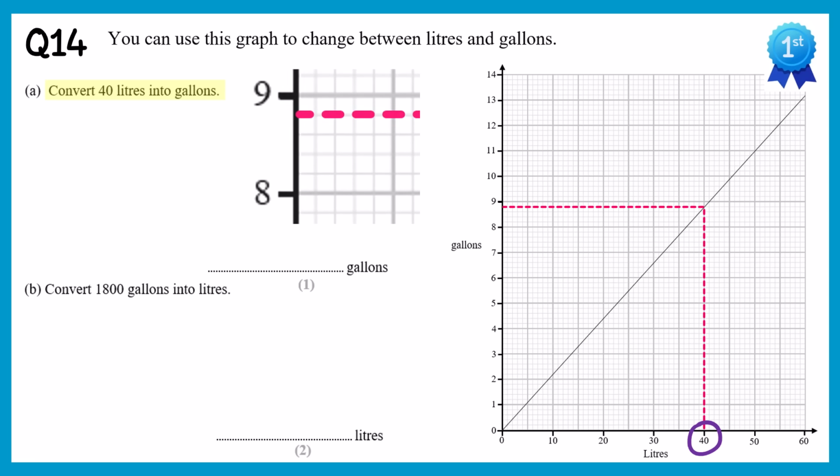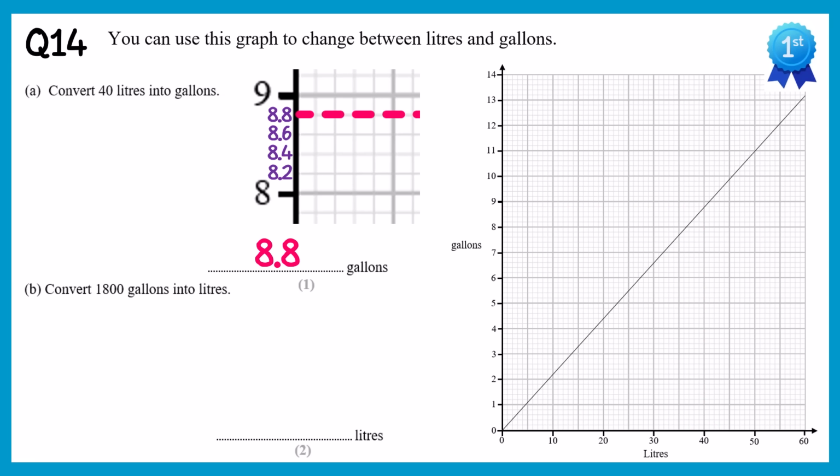Let's zoom in a little bit onto this diagram. Some students may think that each one square represents 0.1, but actually in this one it's 0.2, because it goes 8.2, 8.4, 8.6, 8.8. So the answer to part A is 8.8.